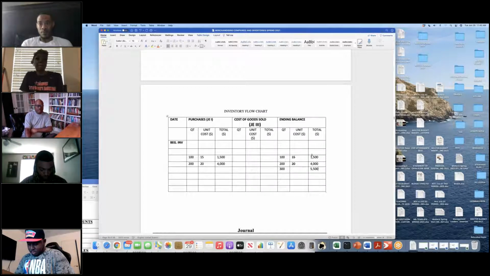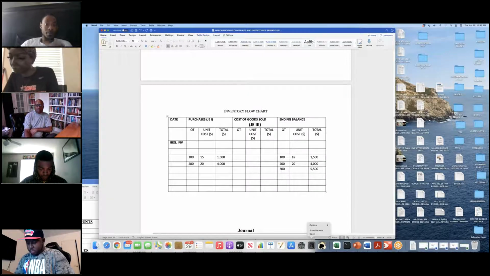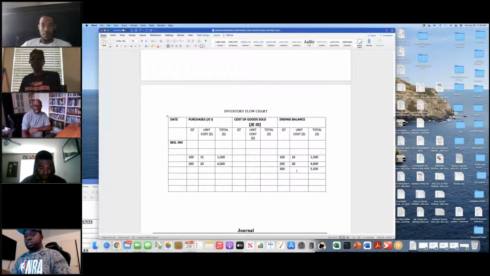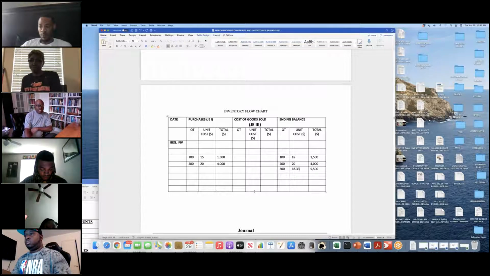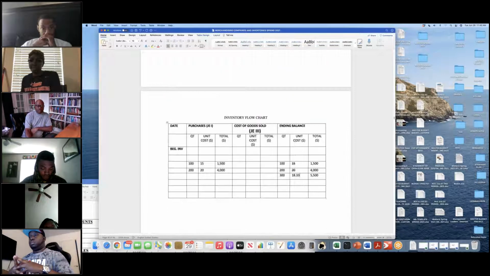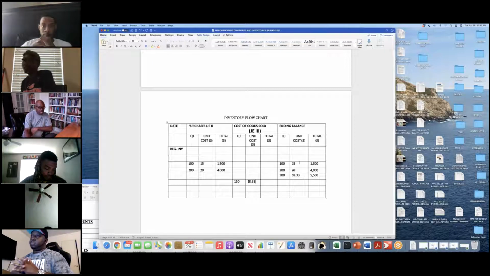And if we divide 5,500 by 300, what do we get? 18.33. Take your word for it, 18.33. So when we get ready to make that sale, and how many did we sell? 150. You're going to sell it at a unit cost of 18.33 for a total of 2,750. So we're going to use 18.33. We're not going to use the first cost. We're not going to use the last cost. We're going to use this average.